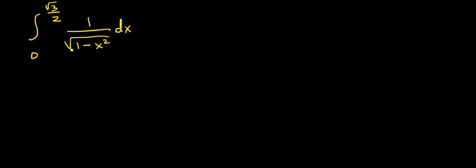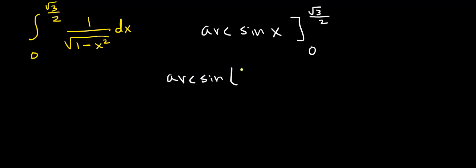Now let's take the integral of 1 over radical quantity 1 minus x squared from 0 to radical 3 over 2. So what is the antiderivative of 1 over radical 1 minus x squared? This is a good time to review all the derivatives that you've learned before. It turns out the antiderivative of this part right here is arc sine of x. And we're going from 0 to radical 3 over 2. So now you got to plug in the values. You get arc sine of radical 3 over 2 minus arc sine of 0.